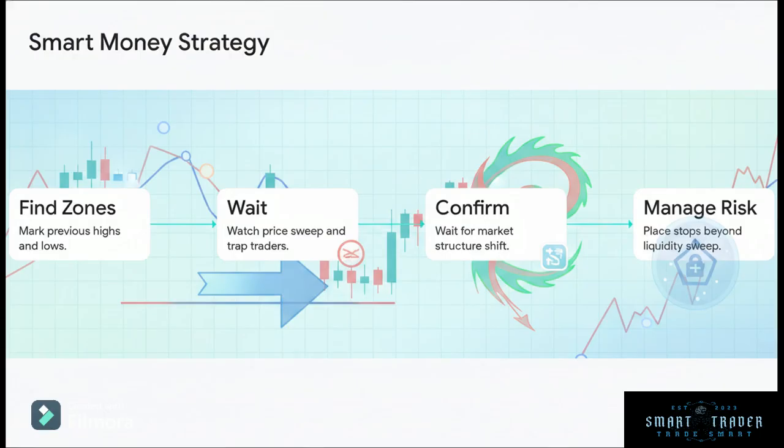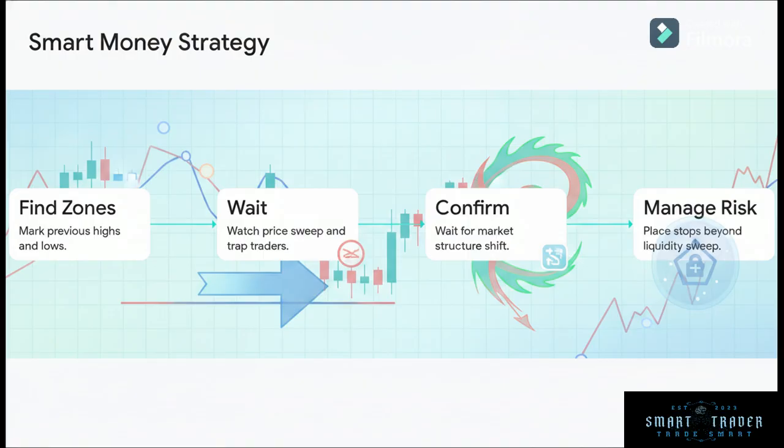So how do you actually stop fighting the institutions and start trading alongside them? Let's walk through this actionable blueprint, basically as if we're setting up a live trade together. First, identify the liquidity zones. Scan your chart and mark the obvious clean highs and lows where you just know retail traders are hiding their stops. Second, exercise patience. Seriously, don't buy the initial breakout. Wait for the sweep. Watch the price pierce that level and look for a fast, aggressive reversal wick.